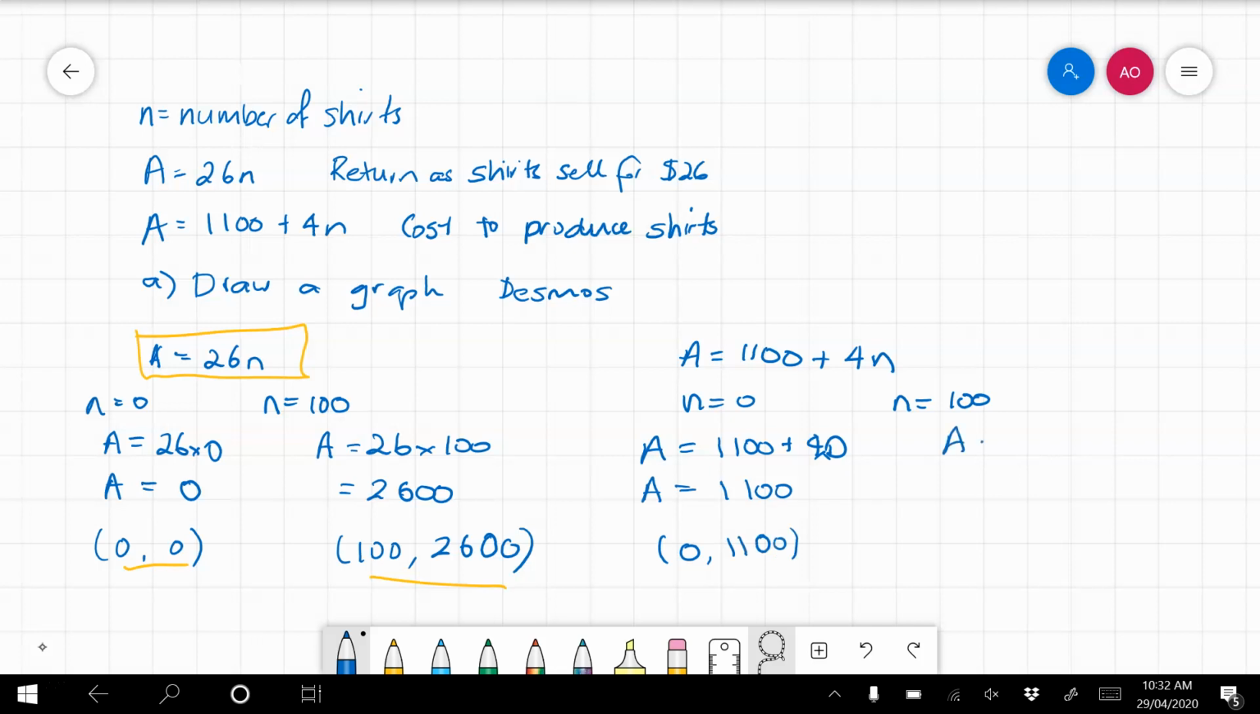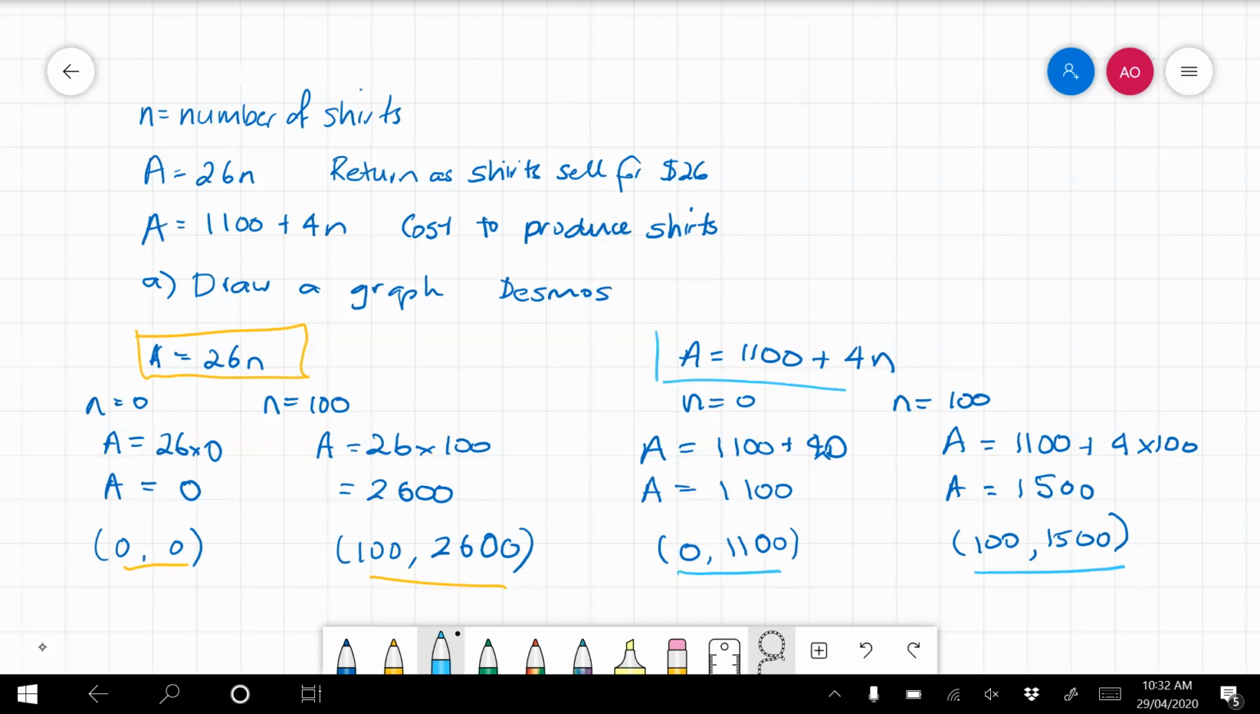Now, if I substitute in what does it cost to produce 100 shirts, it's going to be equal to 1,100, 4 times 100 becomes 400, add that on, 1,500. So if I produce 100 shirts, it only costs me $1,500. All right, so with these 2 coordinates, I could draw another line for this equation. All right, I'm not going to do it that way here.